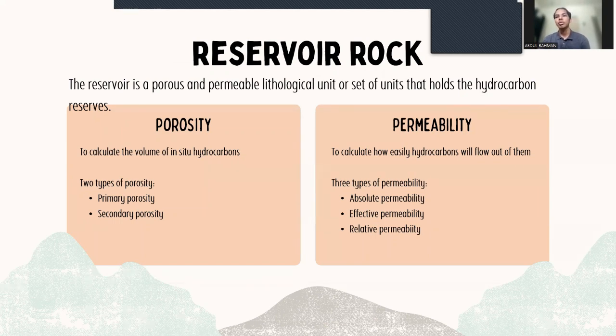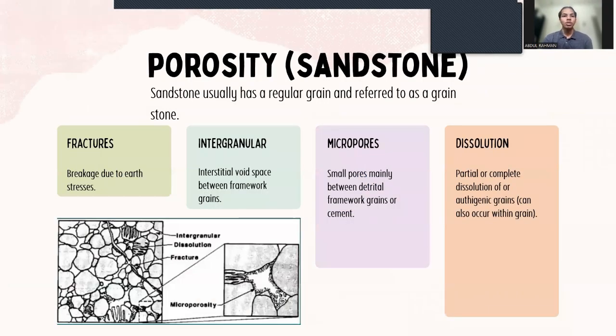The second one is permeability. Permeability is to calculate how easily the hydrocarbon will flow out of them. So there are three types of permeability, which is absolute, effective, and relative. Next. So porosity for sandstone. Sandstone usually has a regular grain and is referred to as a grainstone. So there are four types, which is fractures, intergranular, micropores, and dissolution.